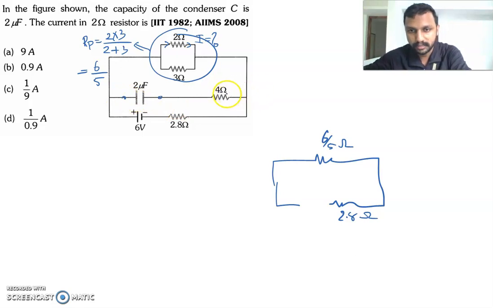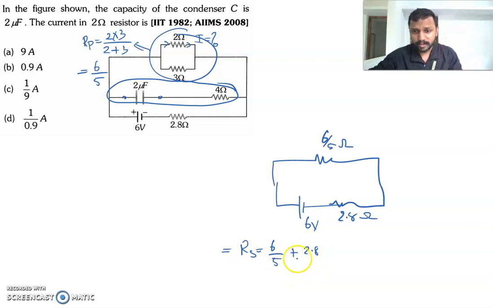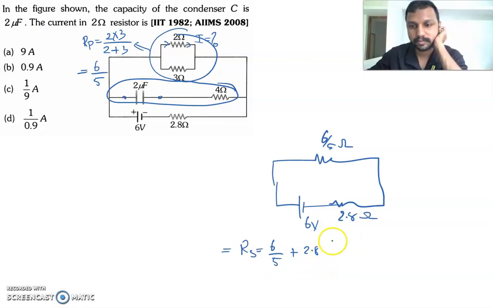We are not considering this circuit since the capacitor is behaving like an open circuit, which means there won't be any current passing through this wire. Therefore, we could neglect that resistor and that circuit itself, and there's a 6 volt battery connected over here. Therefore, the effective resistance in this case, Rs is equal to 6 by 5 plus 2.8, and we are getting an effective resistance like this.